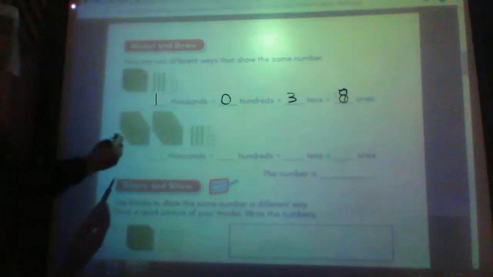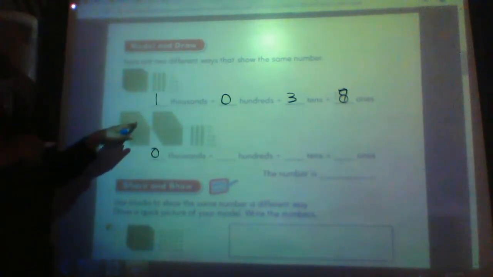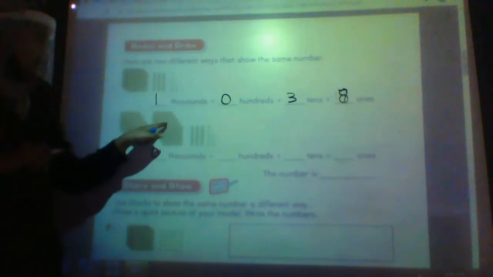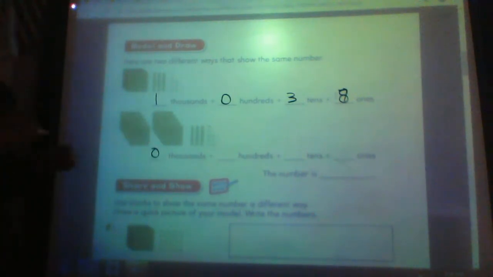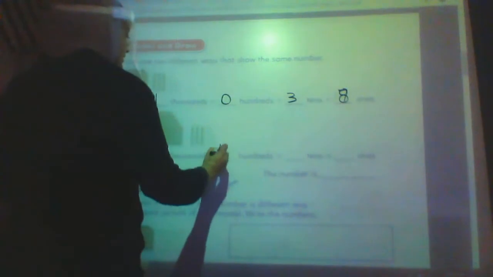All right, well, let's look here. Do we have any thousands here? No, we have 0 thousands. How many hundreds do we have? 1, 2, 3, 4, 5, 6, 7, 8, 9, 10. We have 10 hundreds, so we can write 10 here. Well, how many tens do we have? 3. 1, 2, 3 tens. And how many ones do we have? 5, 6, 7, 8.